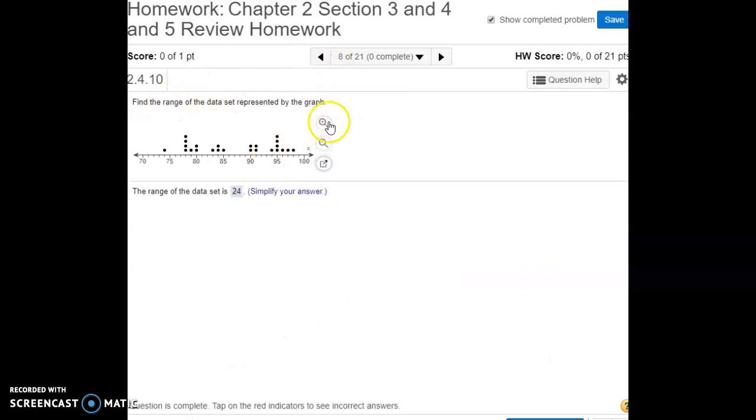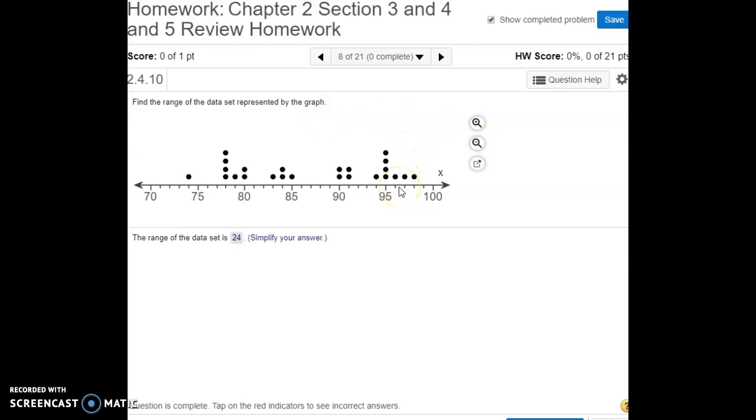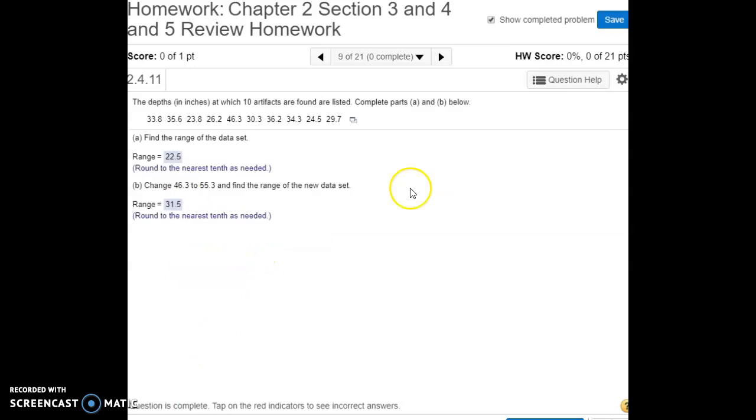Number 8, asking about the range again. Here we have a dot plot, and each piece of data gets its own dot. So our largest, our maximum value is here at 98. And our smallest data value is at 74. 98 minus 74 gives us a range of 24.